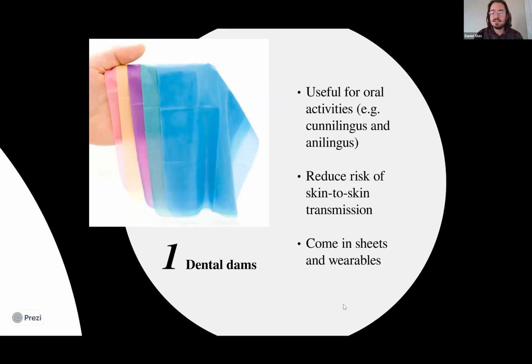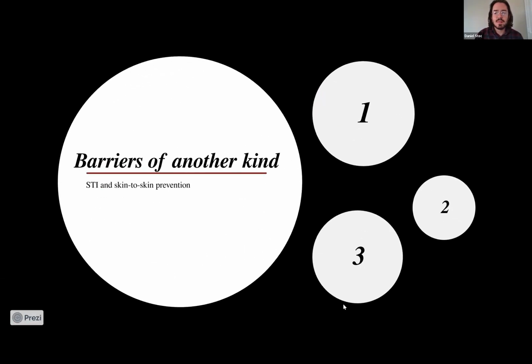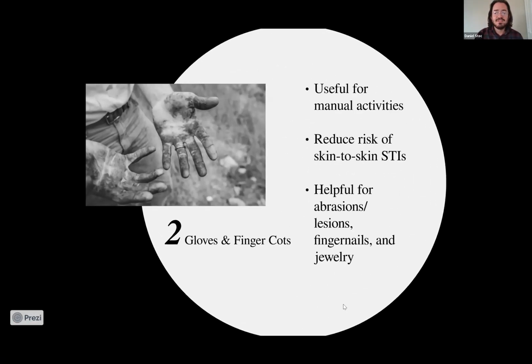Okay, now we're going to move on to gloves and finger cots. Gloves and finger cots are another great option for people who do want to engage in sexual activity, but again, prevent STIs. So especially useful for manual activities, things like fingering any orifice or hand jobs, things like that, that potentially could spread some of your skin-to-skin STIs.